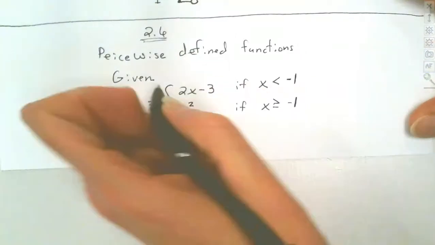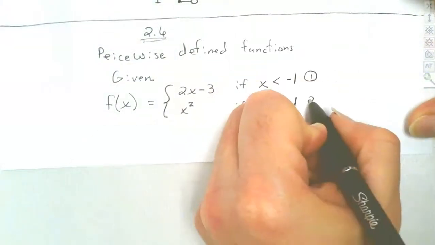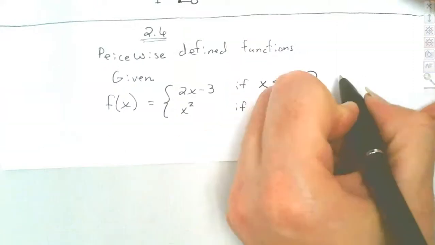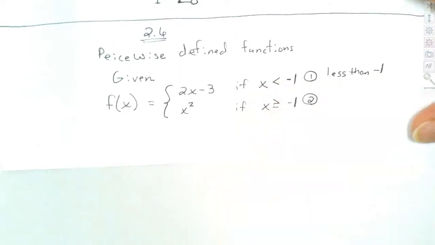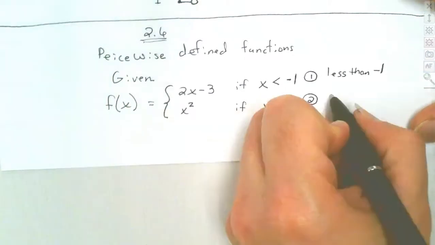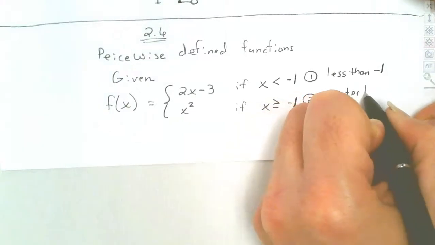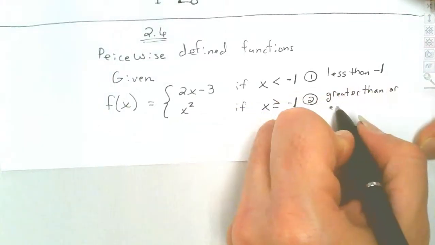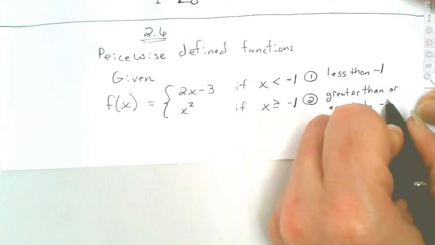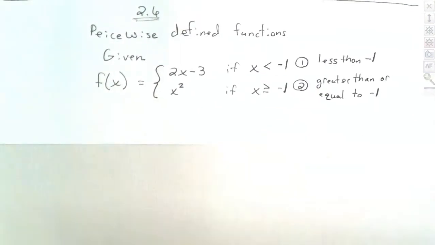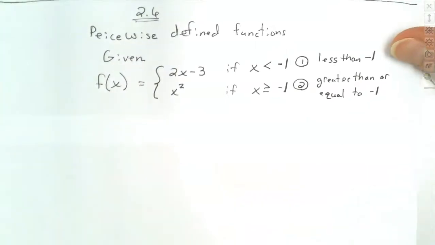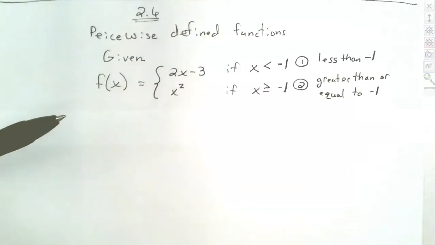Now, what falls into each row? Well, I'm going to call this row 1 and this row 2. Now, row 1 is going to be for values of x that are less than -1. The second row is greater than or equal to -1. So when we look at these to figure out which function it falls into, we have to first look at our x value. And in this case, if it's less than -1, it goes in the first one. If it's bigger than or equal to -1, it goes in the second one.